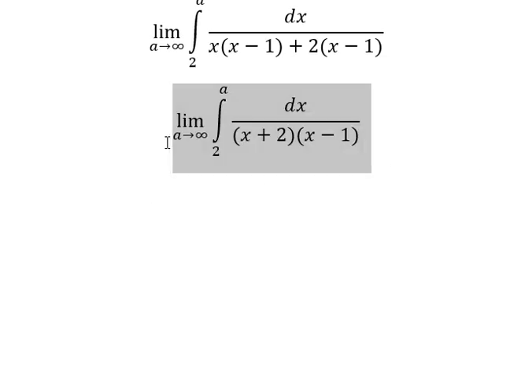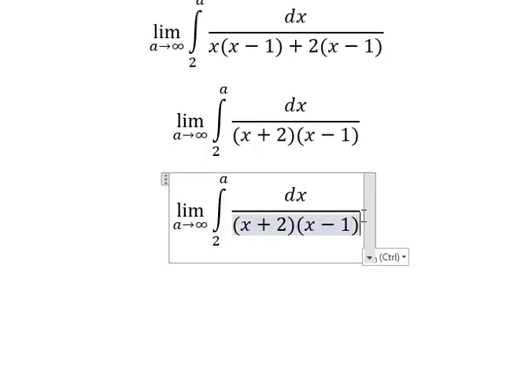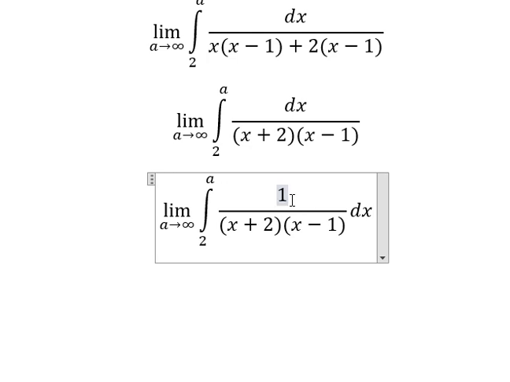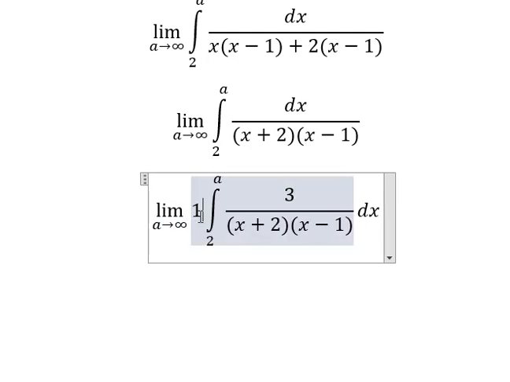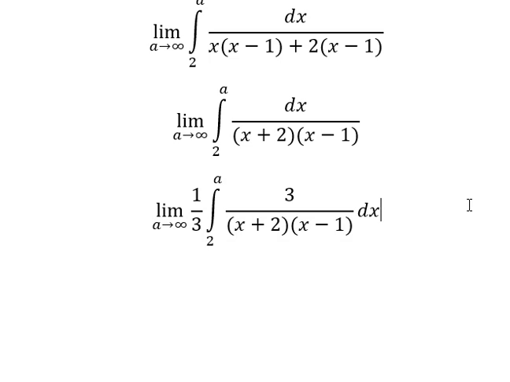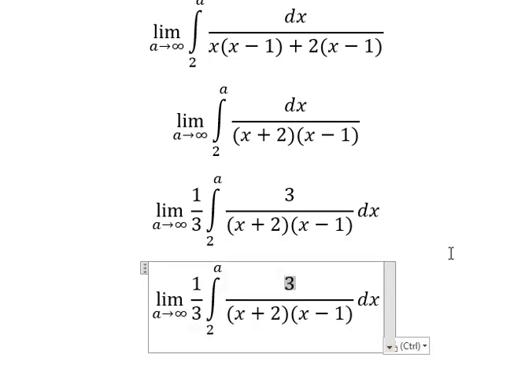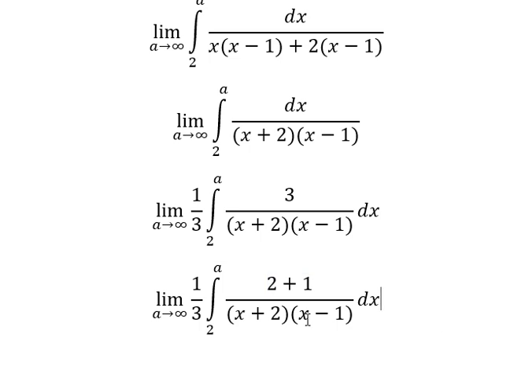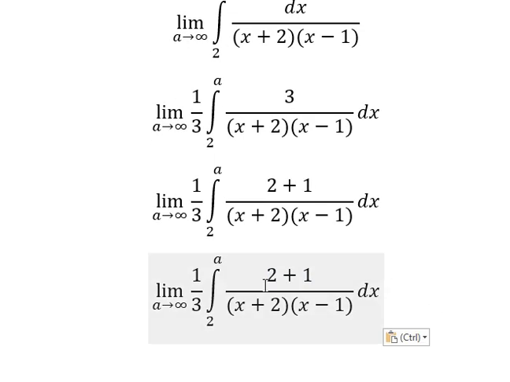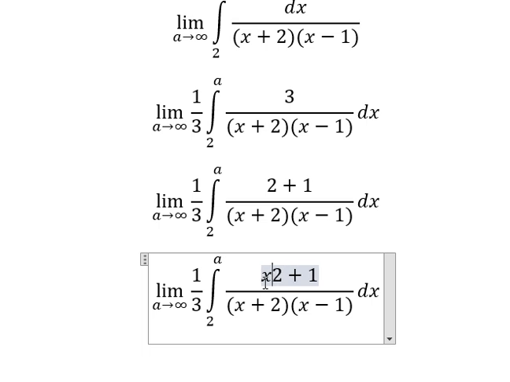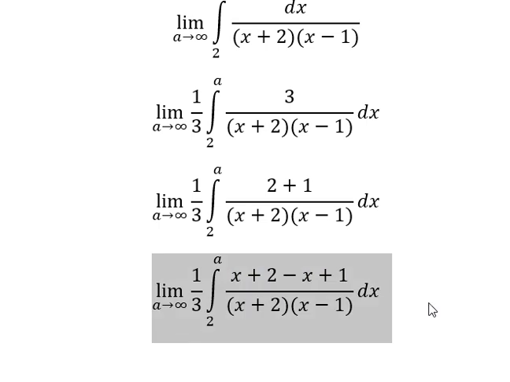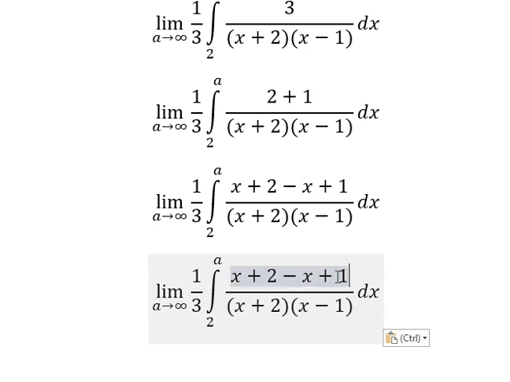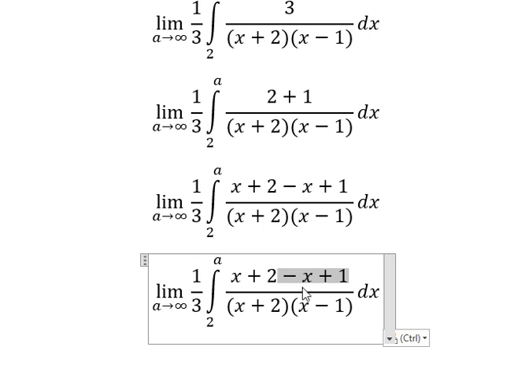Next, I will put number 3 on numerator and denominator. So number 3 is number 2 plus number 1. So we need to add s, and later we need to subtract s. This one we can do factorization by negative number 1.